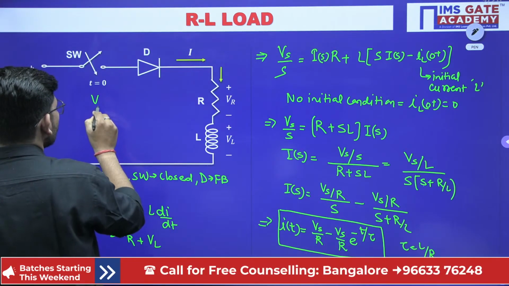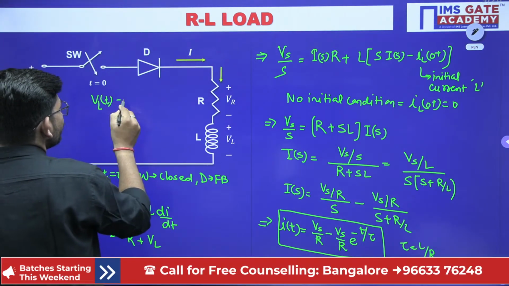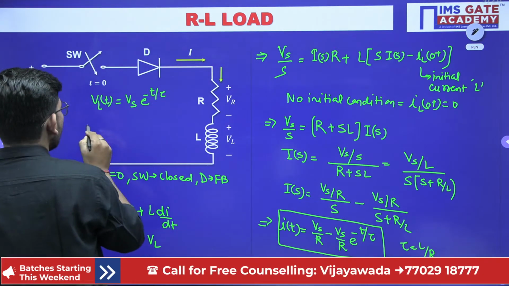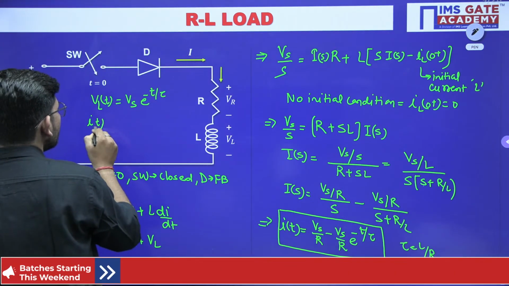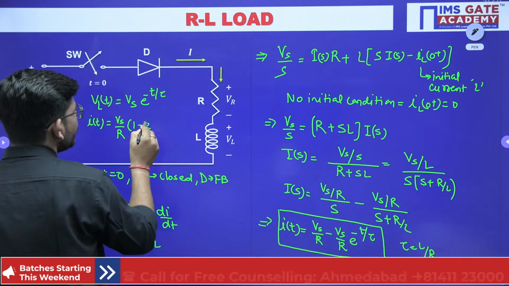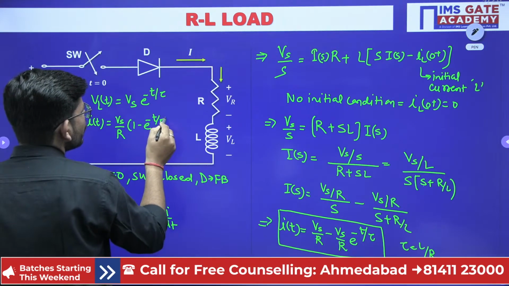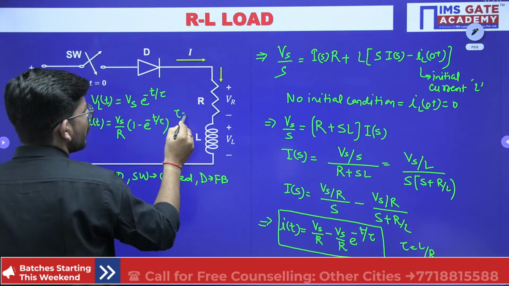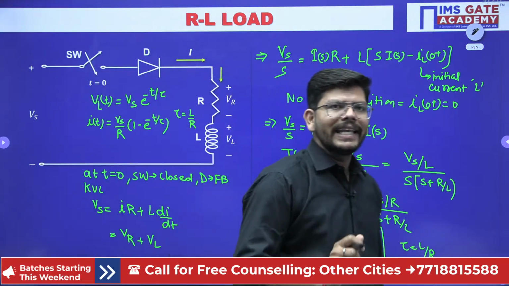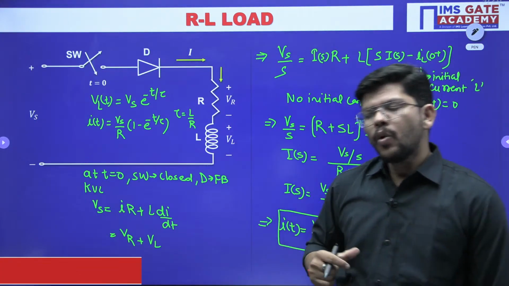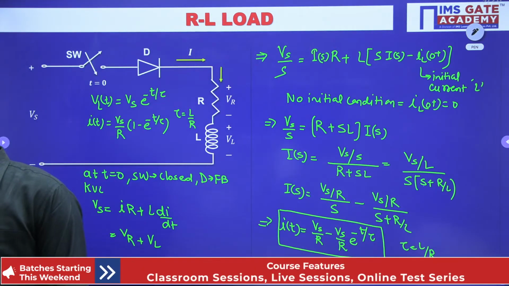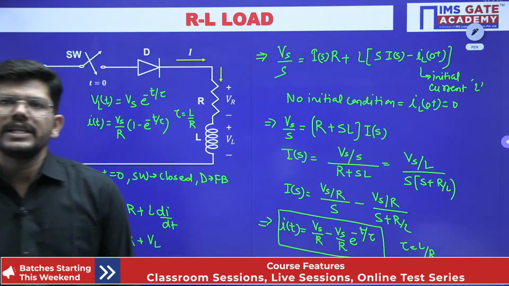So what is the expression of voltage? The expression for voltage is Vs e to the power minus t over tau. And what is the expression for current? Current is Vs over R times (1 minus e to the power minus t over tau), where tau is basically L by R, the time constant of the circuit. Initially my inductor is open circuited, finally it is getting short circuited, isn't it? This is what we have analyzed here.